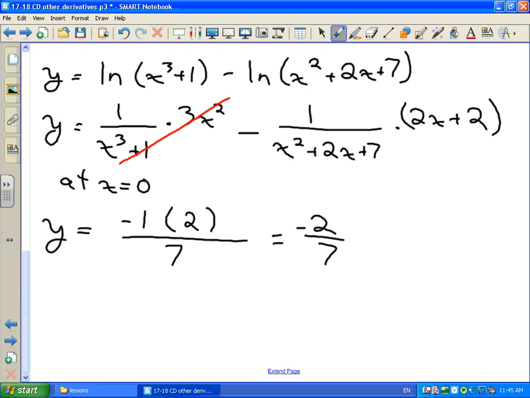Yeah, so sometimes applying the rules of logarithms can help you take your derivative there.